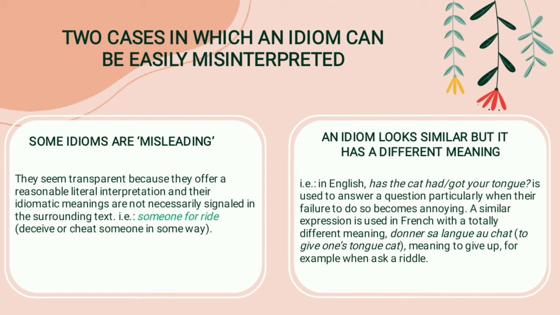And the second case is when an idiom looks similar but has a different meaning. For example, in English we have "has the cat got your tongue?" It is used to answer a question, particularly when their failure to do so becomes annoying. And there is a similar expression used in French with a totally different meaning. It means to give one's tongue to the cat, meaning to give up, for example, when asked a riddle.